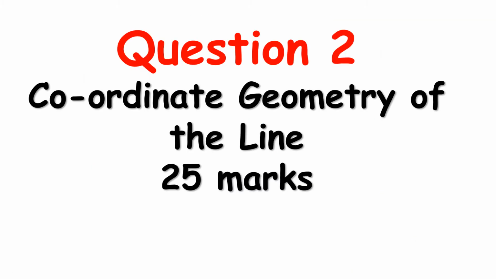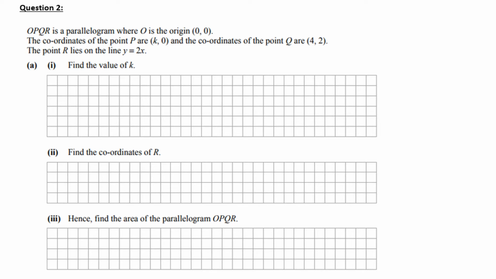Question 2 is a coordinate geometry, the line question, and worth 25 marks. So let's take a look at question 2 then. It tells us OPQR is a parallelogram where O is the origin (0, 0), the coordinates of P are (k, 0) and the coordinates of Q are (4, 2).